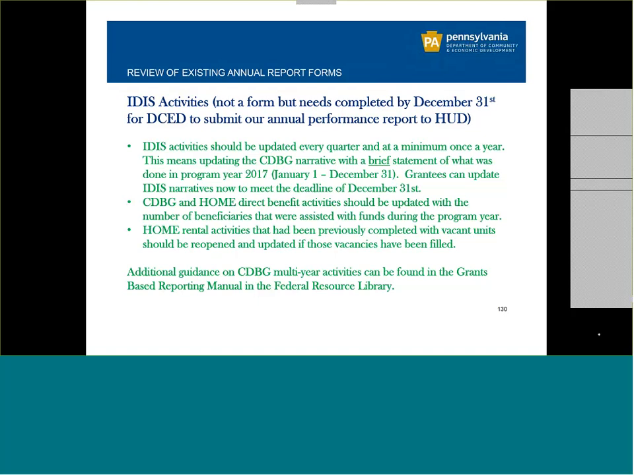HOME rental activities that have been previously completed with vacant units should be reopened and updated if those vacancies have been filled. Because when the activity is completed and you have your occupancy permit, you should go into IDIS and change your activity status code to completed, because that starts the period of affordability. But oftentimes the units aren't rented immediately, so then you would need to go back in and reopen the activity and enter the beneficiaries for those vacant units and change your activity status code back to completed.